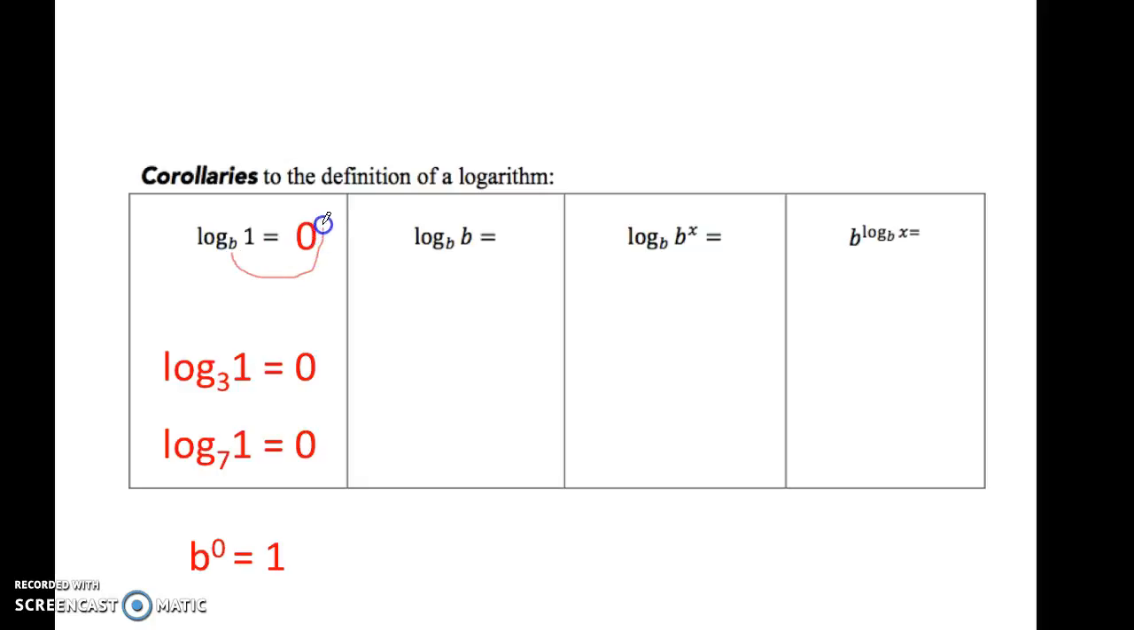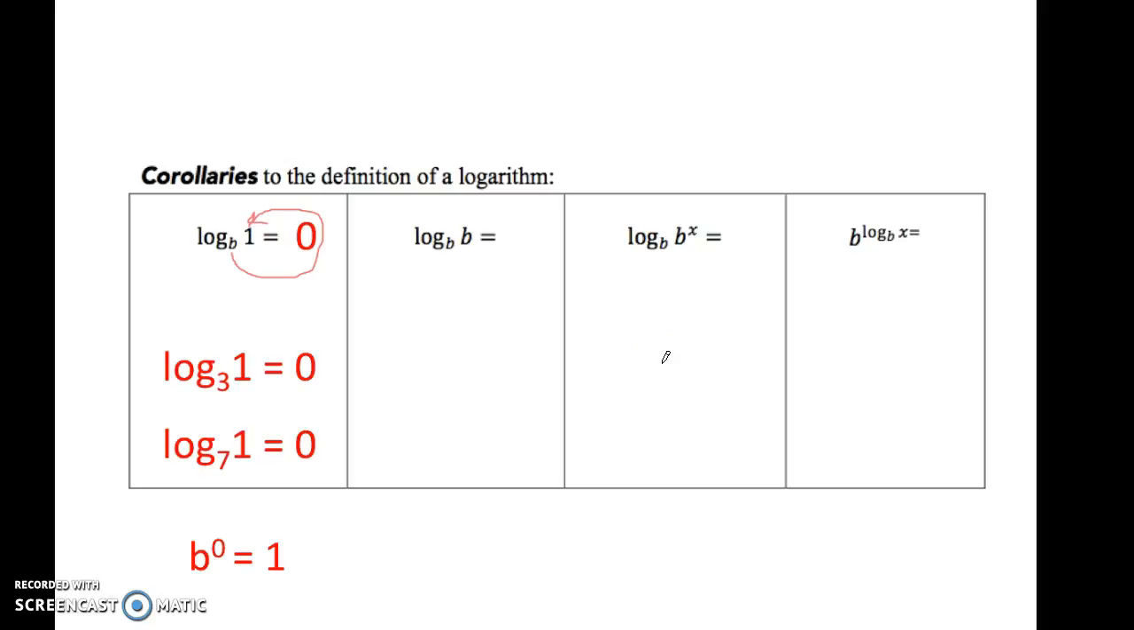B to the 0 power equals 1. Remember, the answer to a log is always an exponent, and we see that b to the 0, 0 is our exponent, is equal to 1. We'll do the same with the next properties, log base b of b.